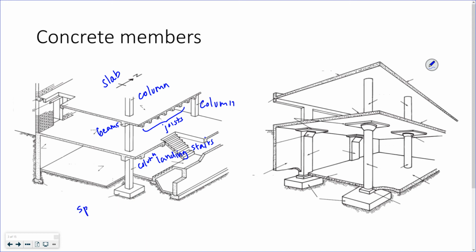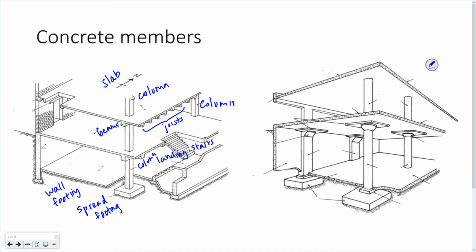Spread footings can be square or rectangular, but they just support one column, maybe two. Then you'll have a footing like a wall footing over here. Strip footing, that was the word I was trying to think of. Spread footings usually only support about one column.